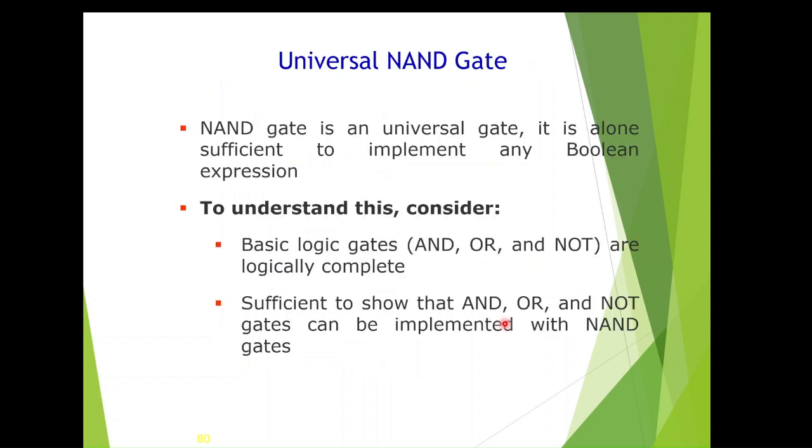Next, NAND and NOR gates are called universal gates because the NAND gate alone is sufficient to implement any boolean expression. Similarly, the NOR gate is also sufficient to implement any boolean expression. That's why NAND and NOR gates are called universal gates.